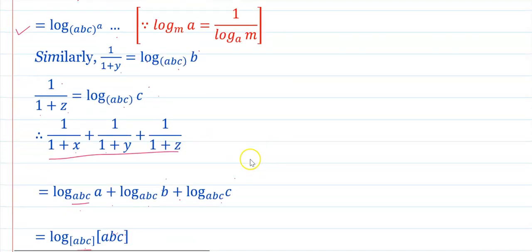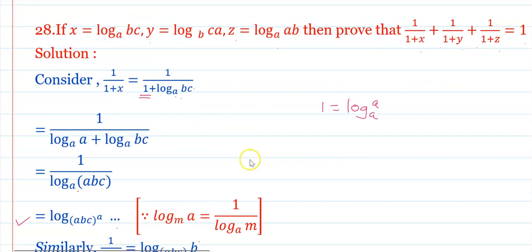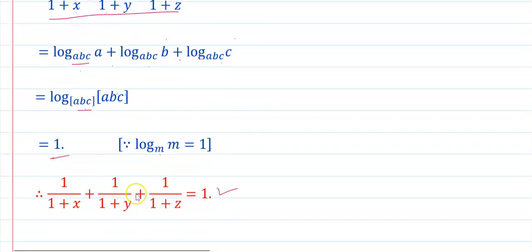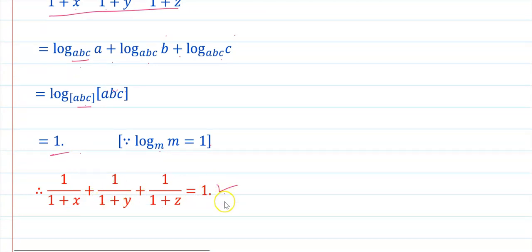Okay, and in this way we have completed this longest exercise, that is 6.1. You can see here again: the most important is the first part, how 1 is defined. That is important. And on that basis we generate the next ones. That is, 1 upon 1 plus x means log of A to the base ABC. Similarly, 1 upon 1 plus y is equal to log of B to the base ABC, and 1 upon 1 plus z is equal to log of C to the base ABC. We add it, and then you will get its value as 1. And hence, it's a proof.